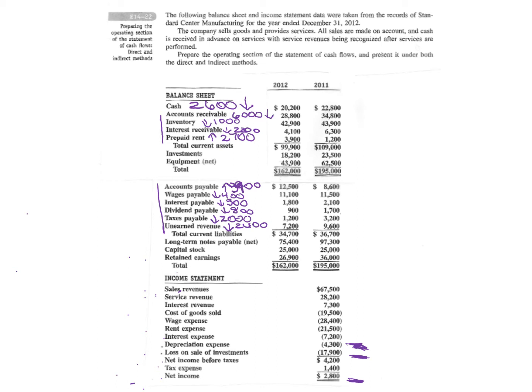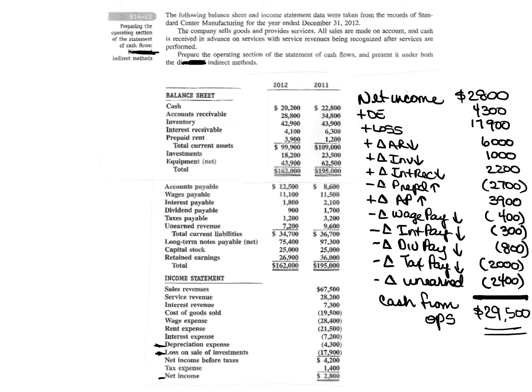And that's all this problem wants us to do, is to prepare the operating section of the cash flow statement. So let's do that. All right, we took our net income, we added back the depreciation and the loss, we took care of our current assets, we took care of our current liabilities, and we find that the cash from operations is $29,500. So we may have had a net income of $2,800, but our cash from operations was $29,500.